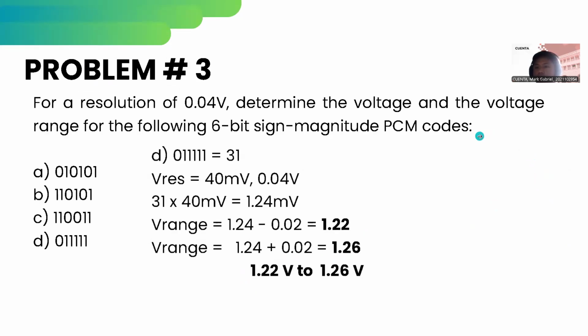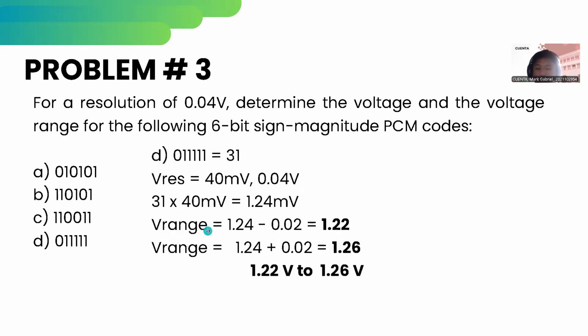Last one is 011111, which is equivalent to 31. 31 times 0.04 volts is equal to 1.24 volts. So again, a typo. Let me double check. 31 times 0.04. Yes, that's right, but it's not shown. It should be 1.24 volts. So again, the wrong unit was used.